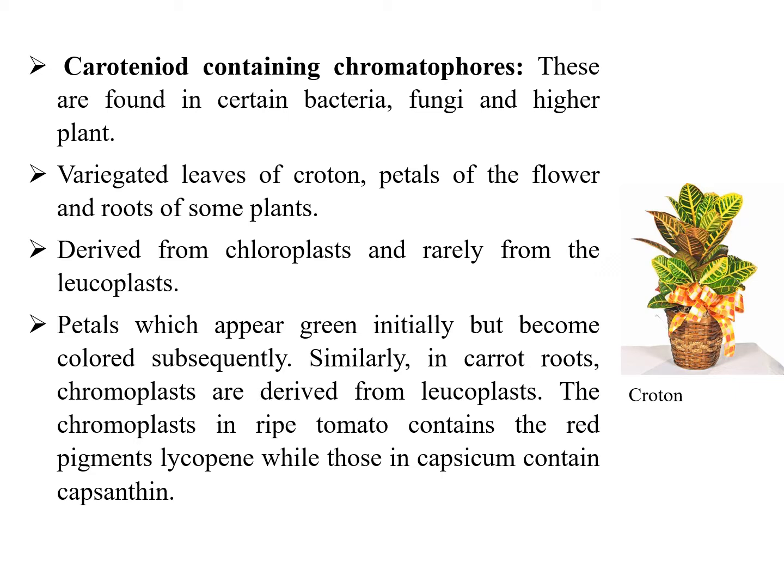A common example of their derivation from chloroplast is seen in the petals, which appear green initially and become colored subsequently. Similarly, in carrot roots, chromoplasts are derived from the leucoplast. The chromoplast in the red tomato contains the red pigment lycopene, while those in capsicum contain capsanthin.